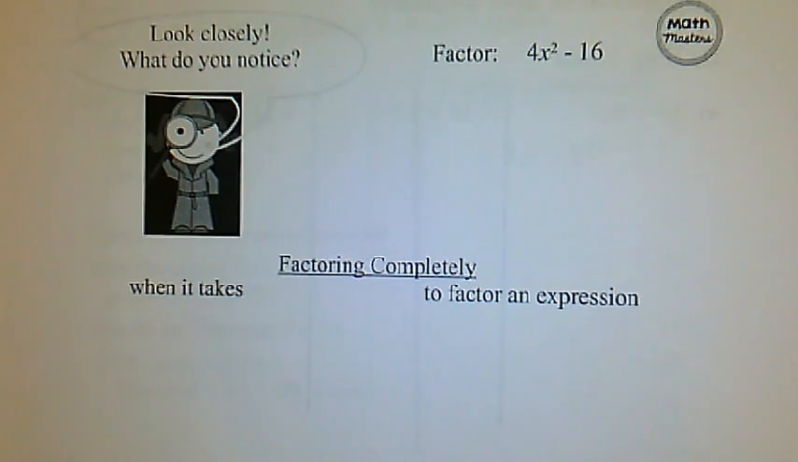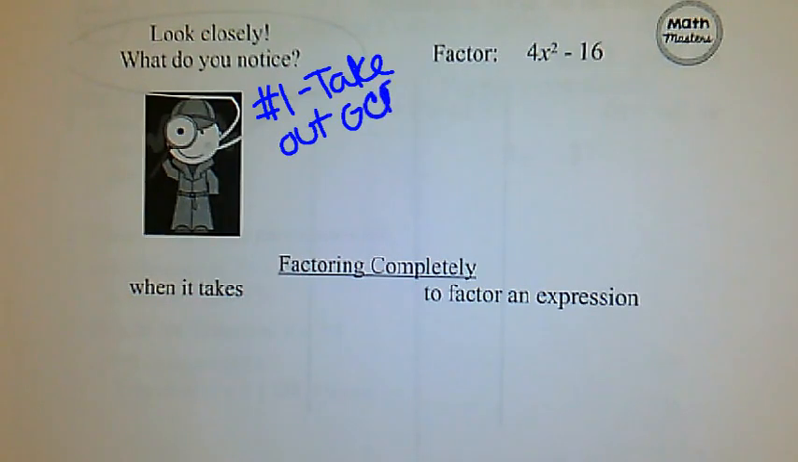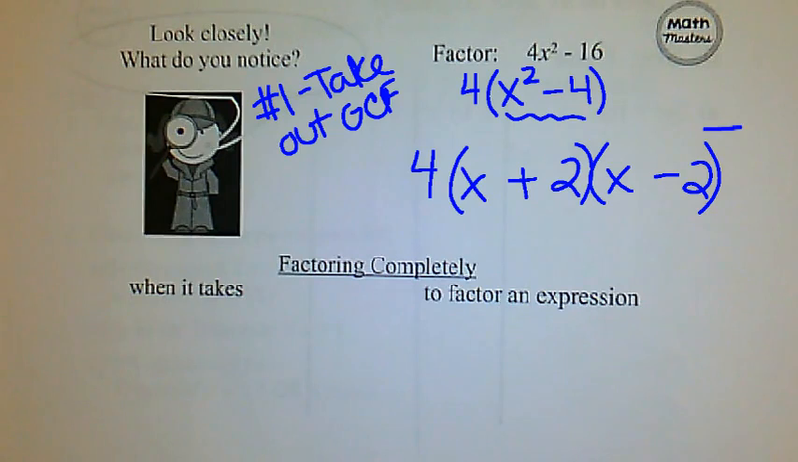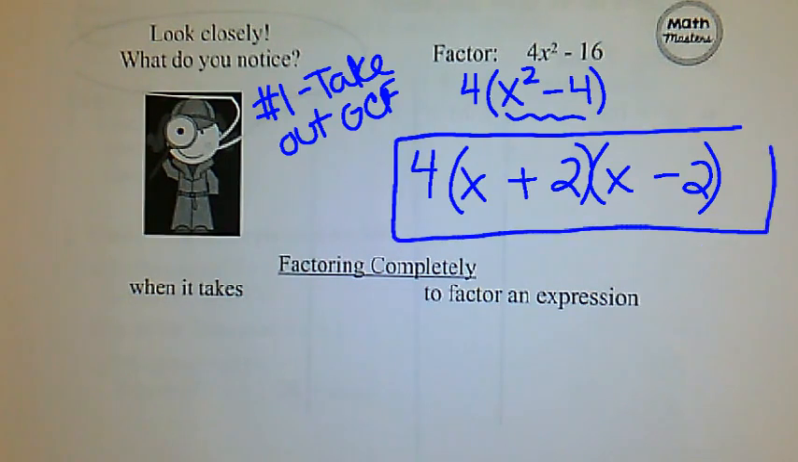So always, okay? Number 1, take out a GCF. Watch what happens when I take out this GCF. So I'm going to take out a 4. That will leave me with x squared minus 4. This is still a difference of two perfect squares. So again, I'm going to keep that 4 out front. I get an x with an x, 2 and 2, 1 is positive, 1 is negative. Okay, so that's my actual final answer. And because I took that GCF out, it just makes it so much easier.